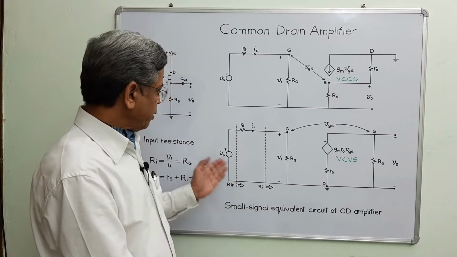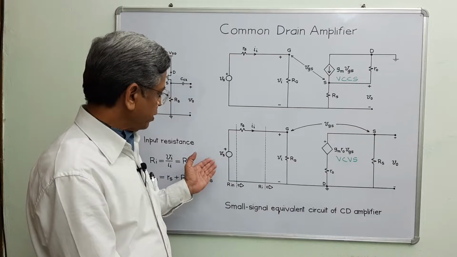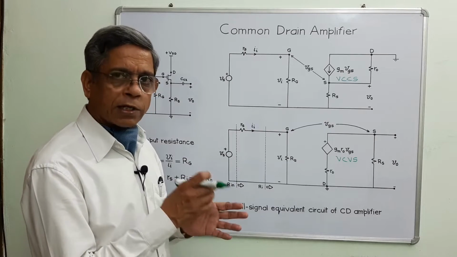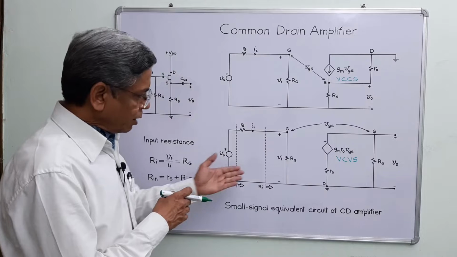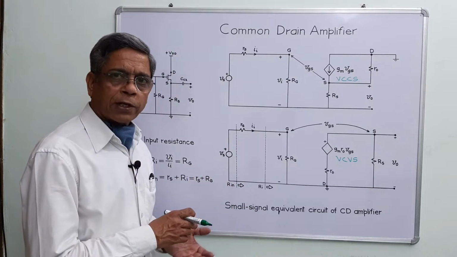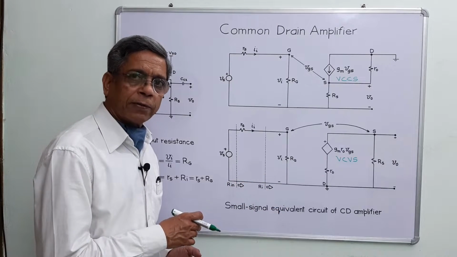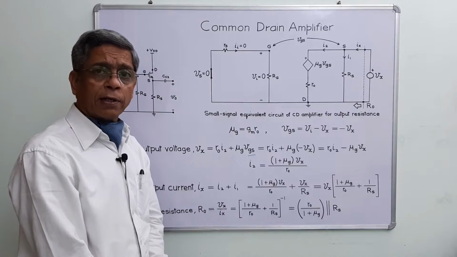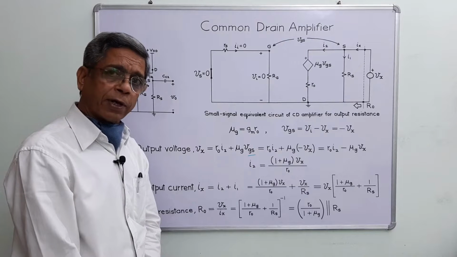For that, we have to nullify these input voltage sources. That means we have to replace this voltage source with a short circuit and we have to apply one test voltage across output terminals. On the next page, let us have the modified diagram which will be used for the derivation of the expression for the output resistance of common drain amplifier.